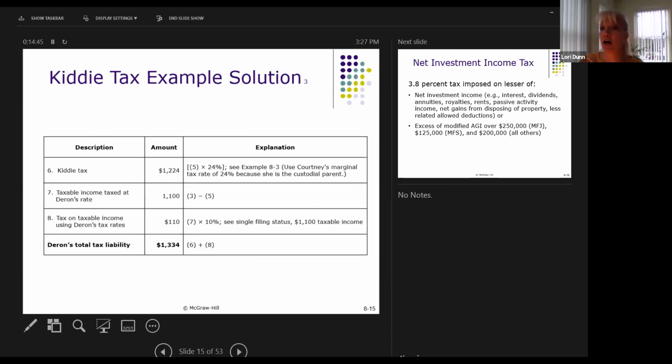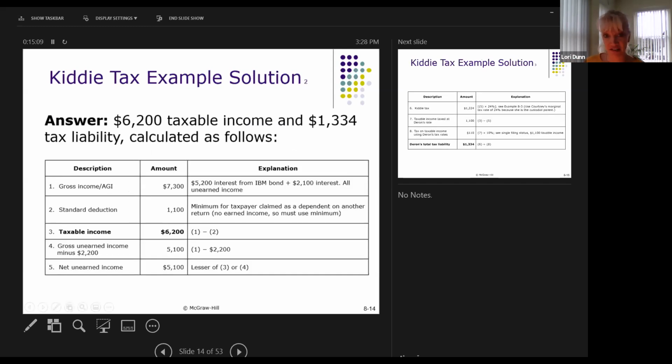So the amount of unearned income above $2,200, his unearned income was $7,300 minus $2,200, gives him that $5,100 times 24%, Courtney's marginal tax rate. That's how much tax is on that first $5,100 of the $6,200 in taxable income.